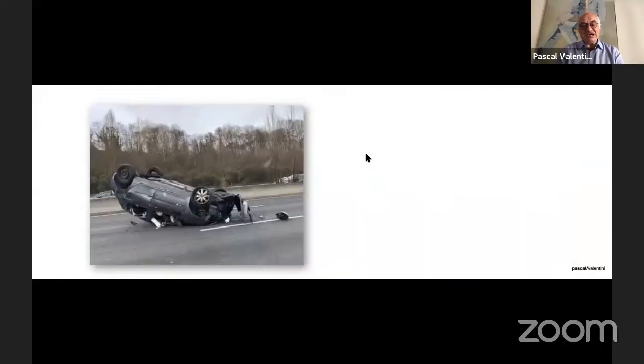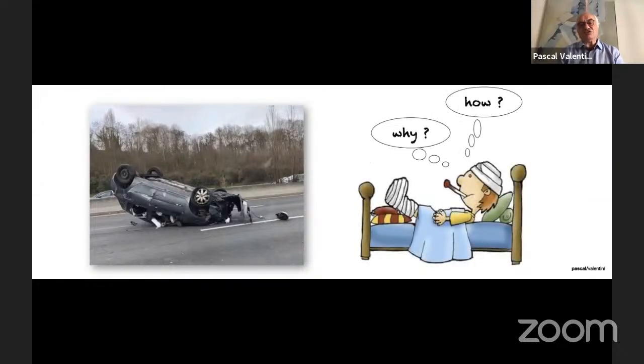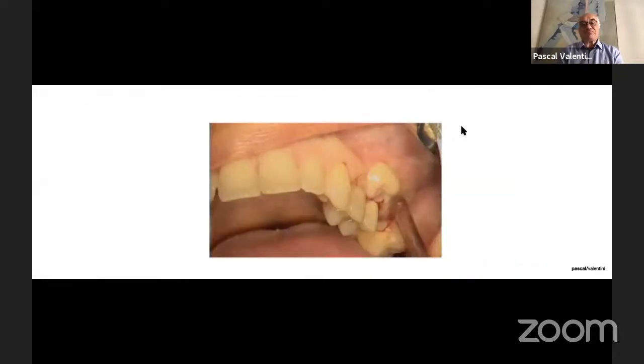Every time we have a complication, we have to ask ourselves two questions. Why did I get this complication? How could I avoid this complication? In trying to answer those questions, we will for sure find the right strategy to avoid them.